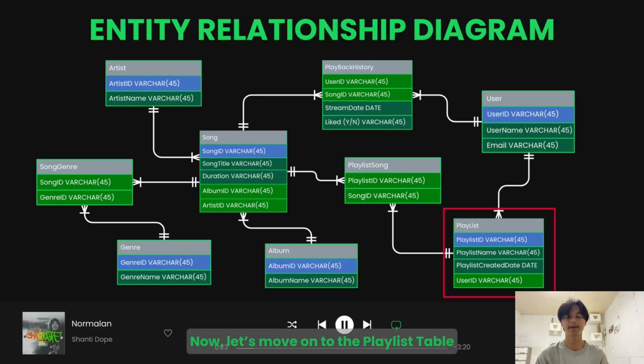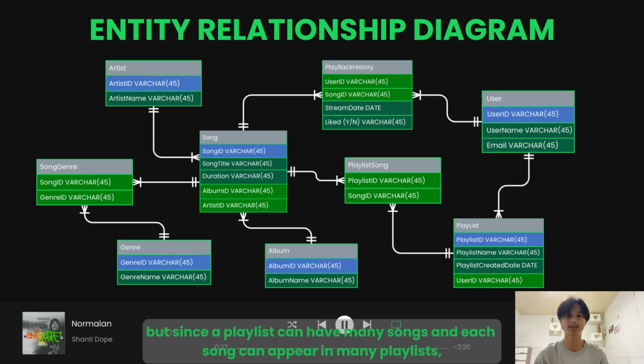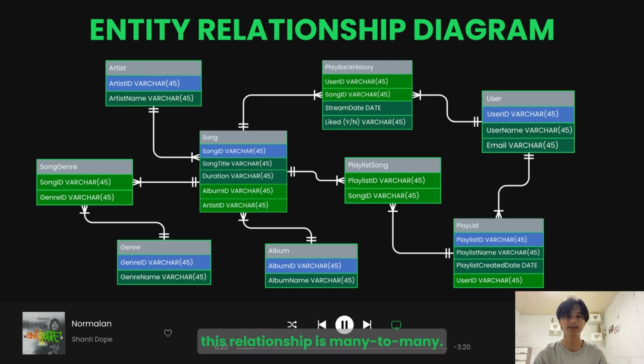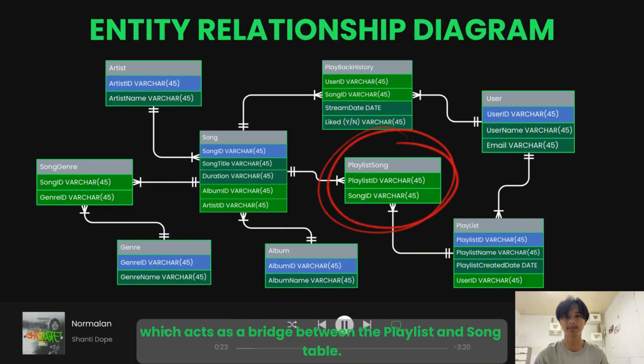Now let's move on to the playlist table. The playlist table stores playlist details such as its ID, name, and creation date. Each playlist is tied to a single user. Playlists are also linked to songs, but since playlists can have many songs and each song can appear in many playlists, this relationship is many-to-many. To handle this, we introduce the playlist song table, which acts as a bridge between the playlist and song table.